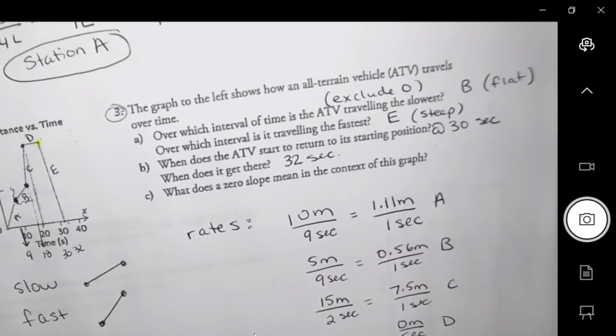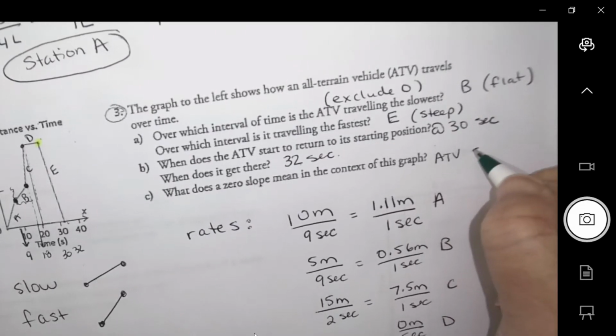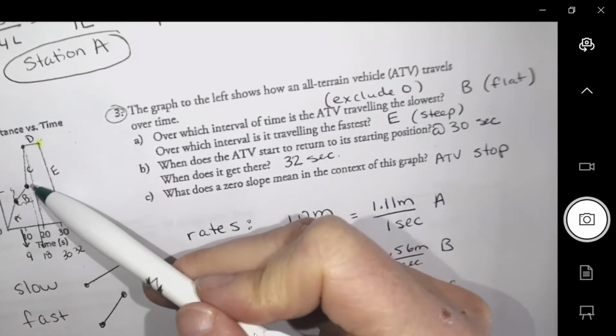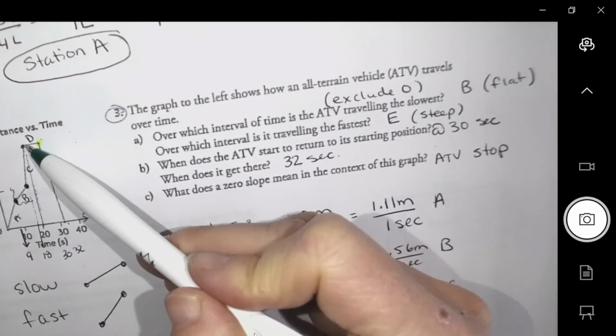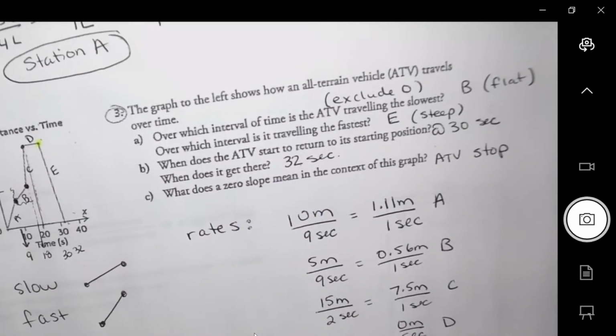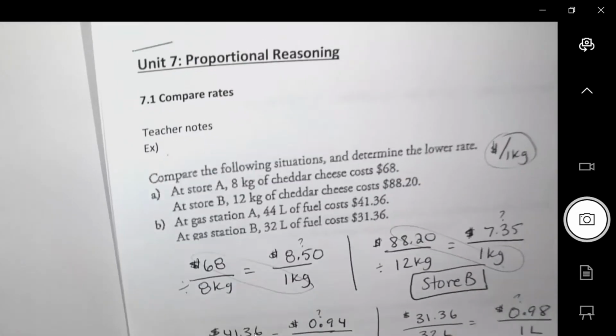What does a slope of zero mean? What's happening to the ATV? So in section D, what's going on in real life? The ATV is doing what? It's stopped. Yeah, it's just sitting still. So you're driving, then you're going slower, then you're speeding up, and then you stop, and then you gotta hurry home, like really fast. 2 seconds to get home, okay? Yeah, that's really fast.